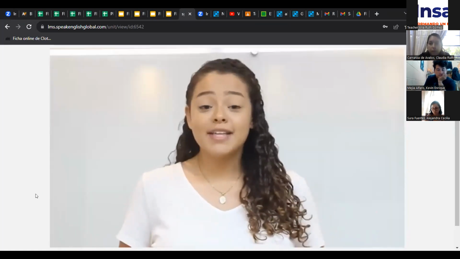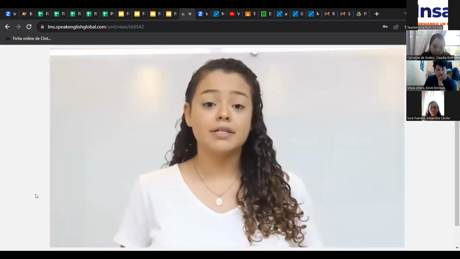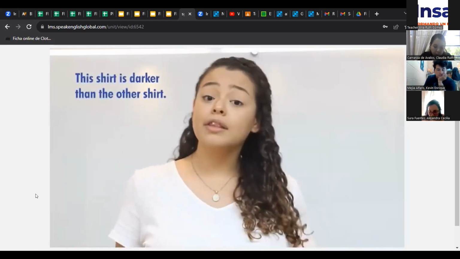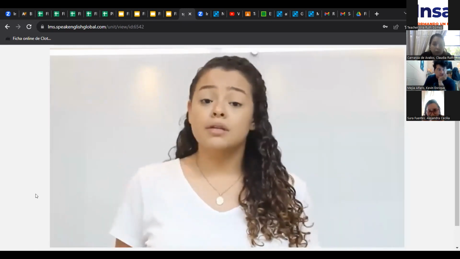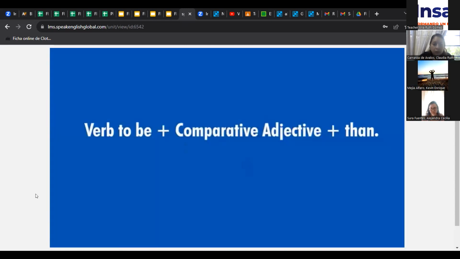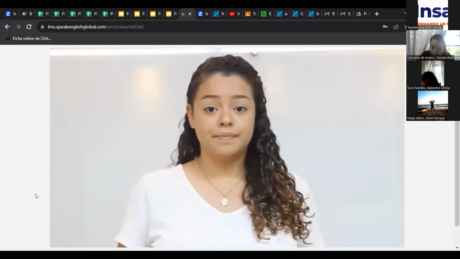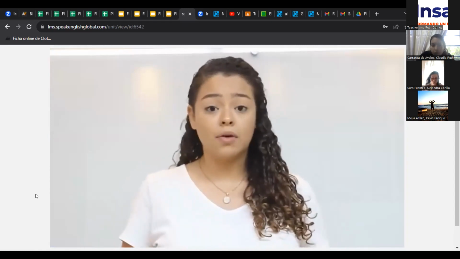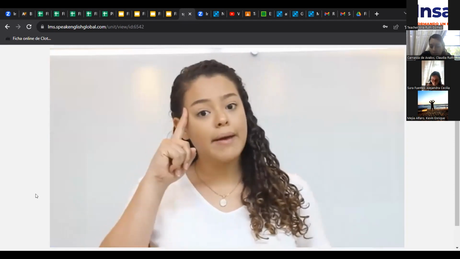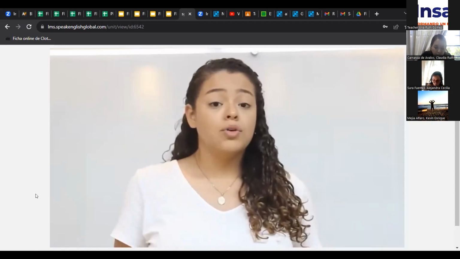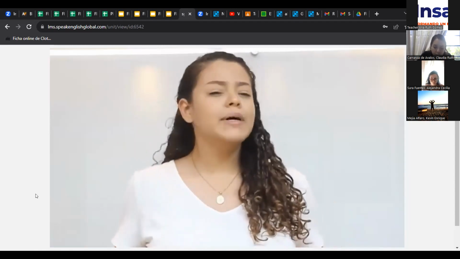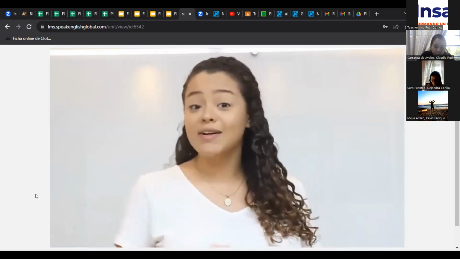Do you remember comparative adjectives? We use comparative adjectives when we compare two objects. For example, this shirt is darker than the other shirt. We use this structure: verb to be plus the adjective in the comparative form plus than, is darker than. Now, when we change an adjective into comparative form, we have to follow different rules. Remember, you can add ER, or you have to make some changes, or you use the word more. But today, let's learn about superlatives.